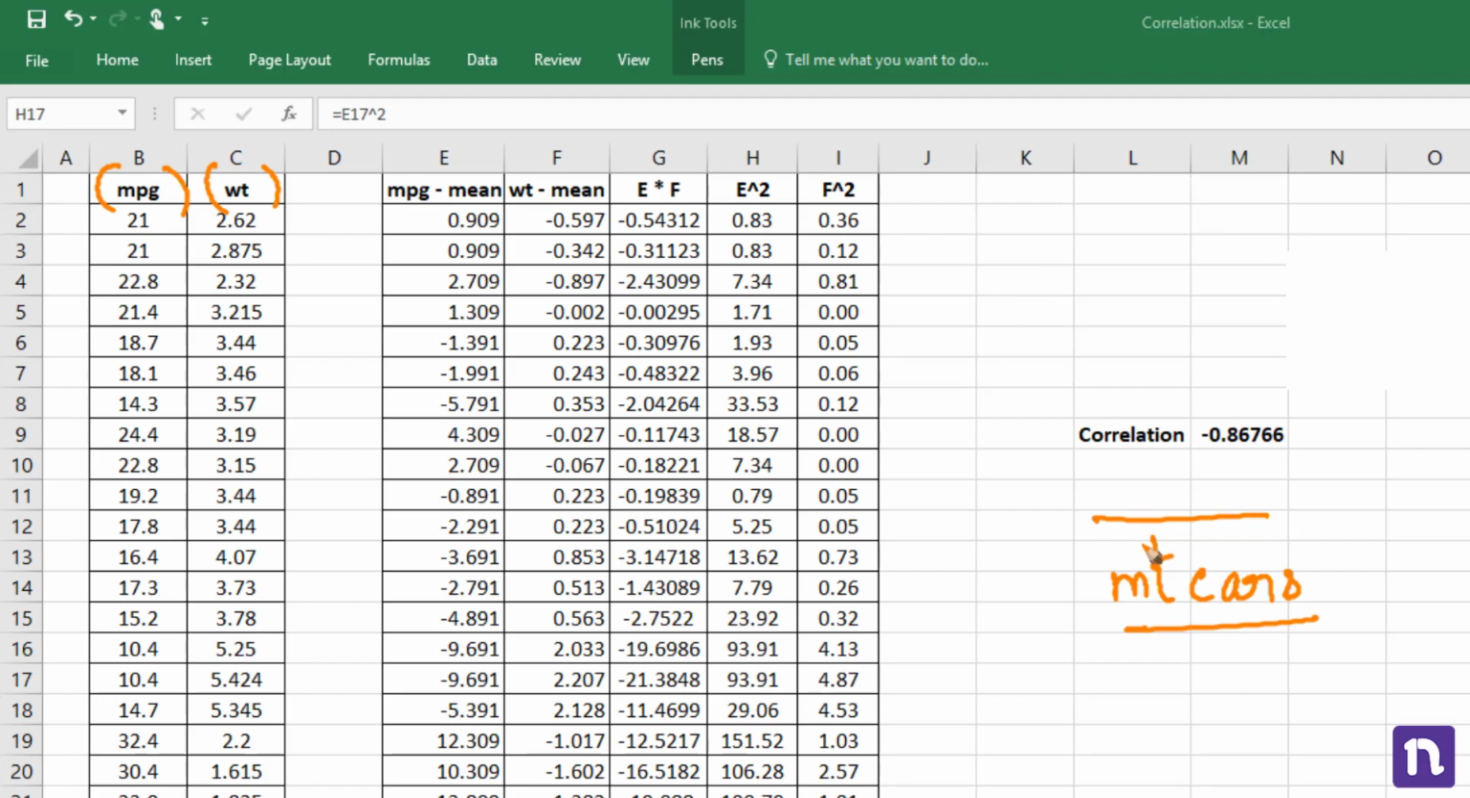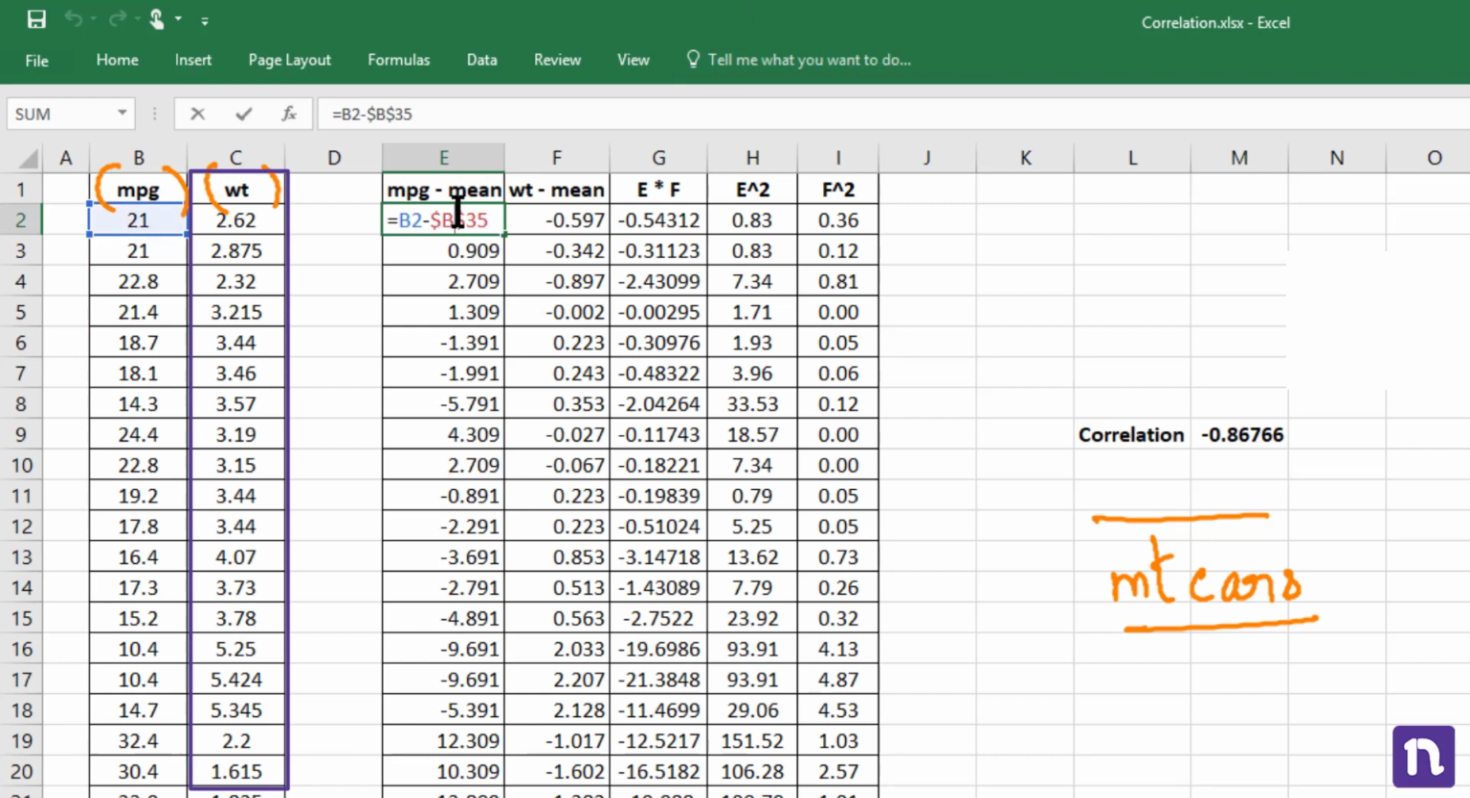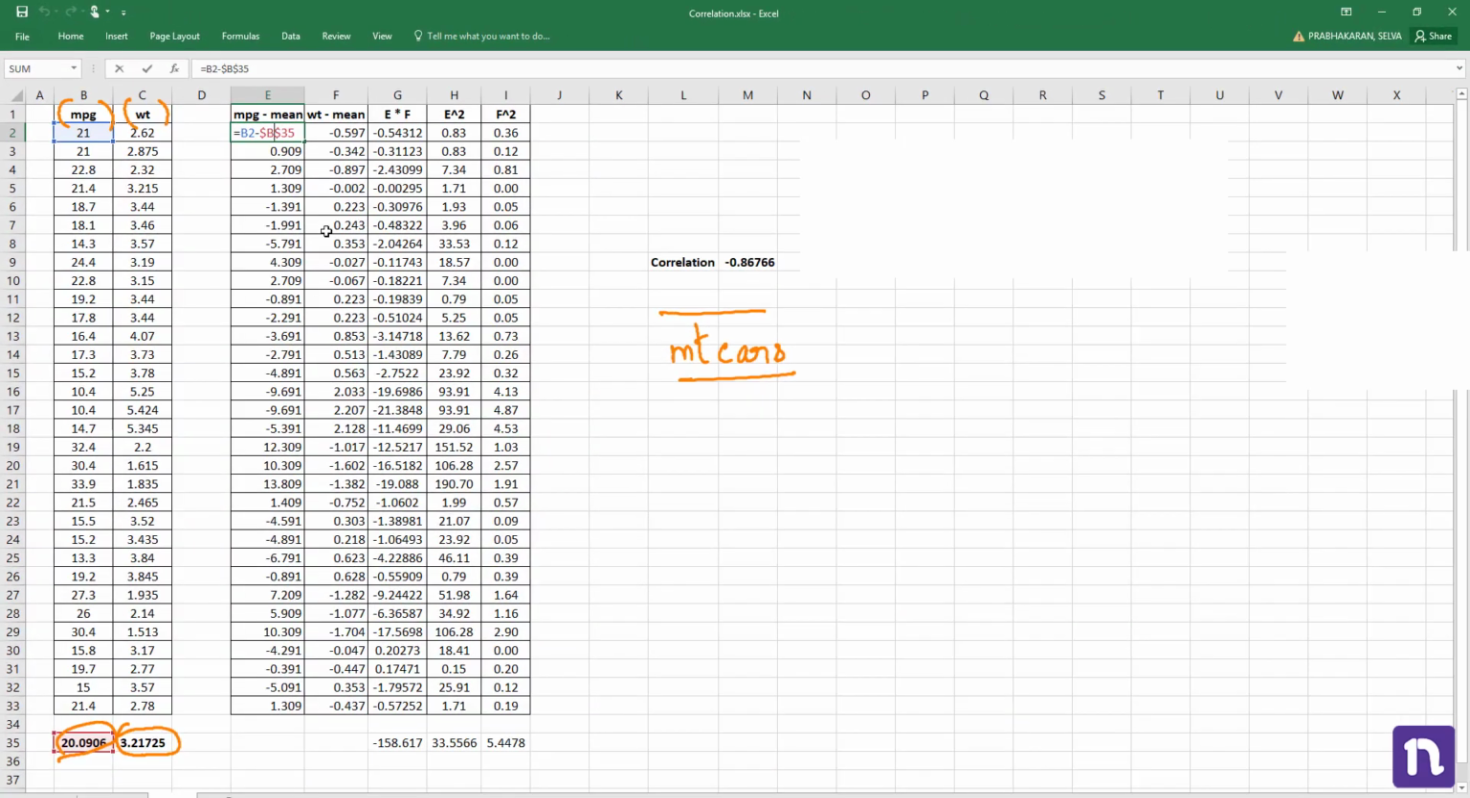Now to compute the covariance, how do we go step by step? The very first step is, from each value of MPG, subtract the mean of that column. Likewise, from each value of weight, subtract the mean. So this is nothing but B2 minus the mean in B35. I have done the same for all the rows over here. Same applies for column F as well. That is the weight minus the mean of the C column, the weight column.